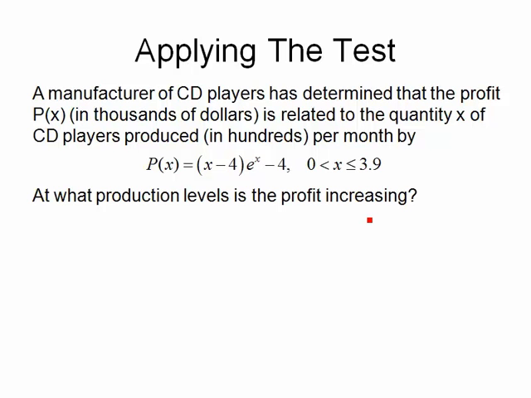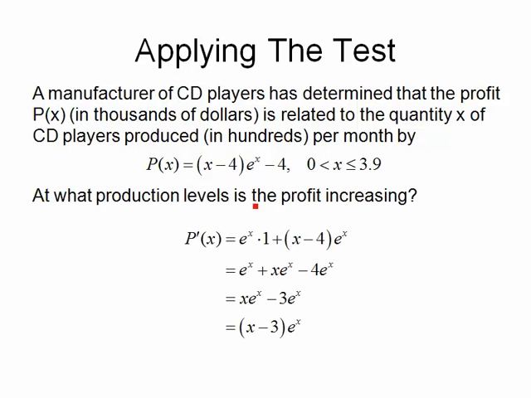So we're going to be looking for critical numbers from 0 to 3.9. If we get anything outside of that, we're just going to ignore them because for this problem, those are irrelevant. We'll take the derivative, and I've done all the steps here for you. Remember, we need to take the derivative of this first piece, which is going to require a product rule. The derivative of negative 4 is going to be 0.